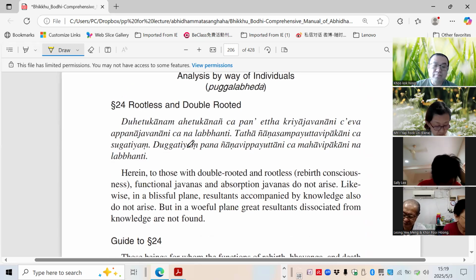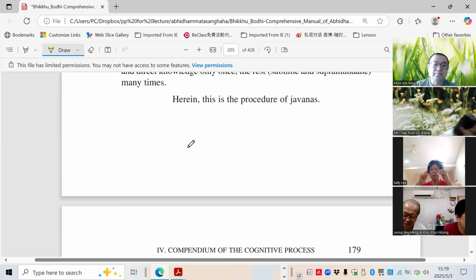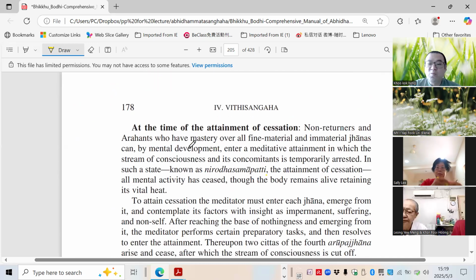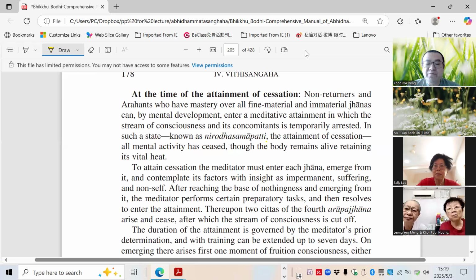Okay, thank you so much. Okay, that was quick, we have read to this point. Sifu, what is, I mean, in the first paragraph, what is a non-returner and arahant? No worry, I will explain now. Okay, let me highlight first.